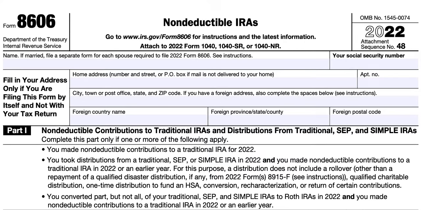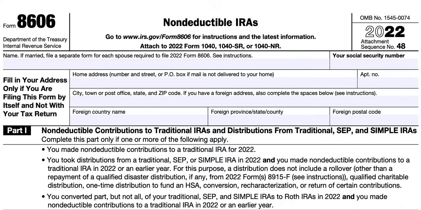Sometimes when people contribute to a non-deductible IRA and then later on try to do Roth conversions, they can fall afoul of some of the rules that are in place regarding Roth conversions. Most notably, the rule about prorating IRA conversions from non-deductible or after-tax and pre-tax IRAs.